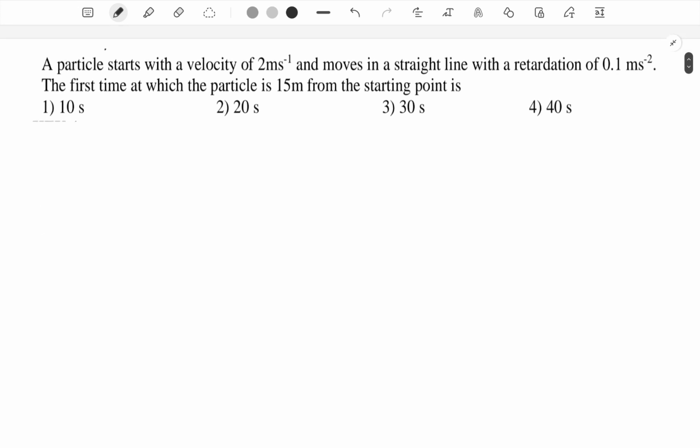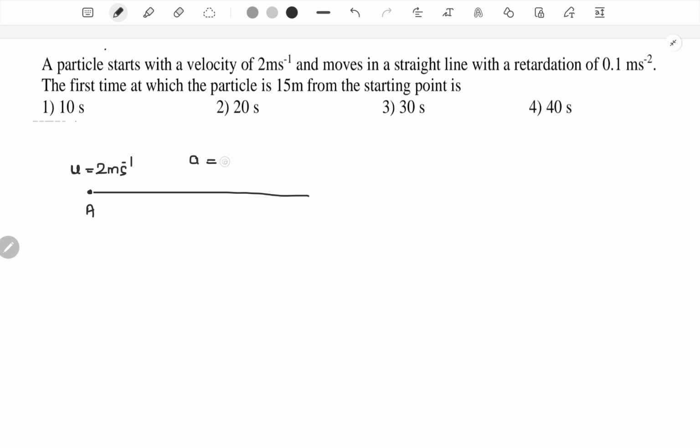A particle starts with a velocity of 2 meter per second and moves in a straight line with a retardation of 0.1 meter per second square. Find the first time at which the particle is 15 meter from the starting point. Let's say it started from here, point A, moving along this straight line. Initially it had a velocity of 2 meter per second, and it's moving with a retardation of 0.1.